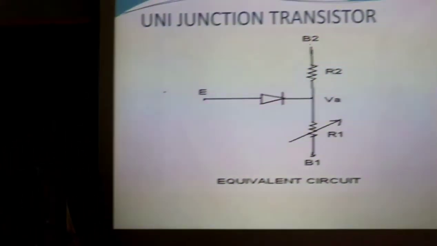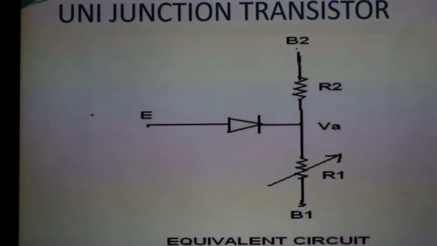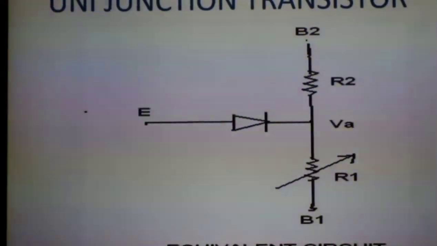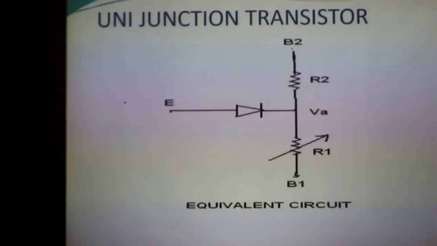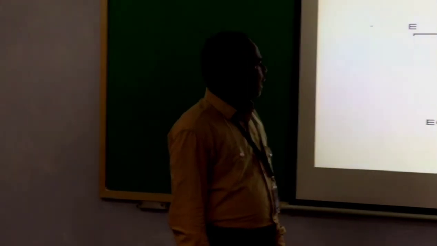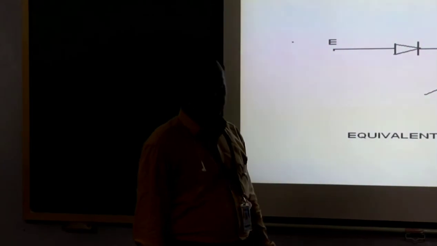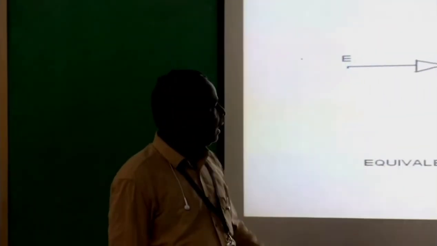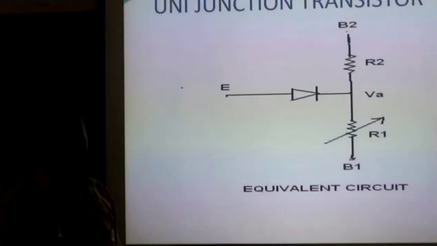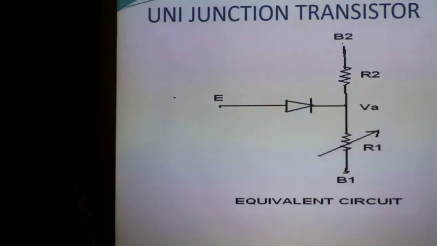The equivalent circuit for the UJT is here. The bar has a total resistance, which is RBB. The RBB is again divided into 2, RB1 and RB2. Here, above the point A is R2 or RB2, and below the point A is RB1, simply R1. Here, the PN diode is connected at the point A, with the cathode at the point A. Therefore, this is the equivalent circuit for UJT.